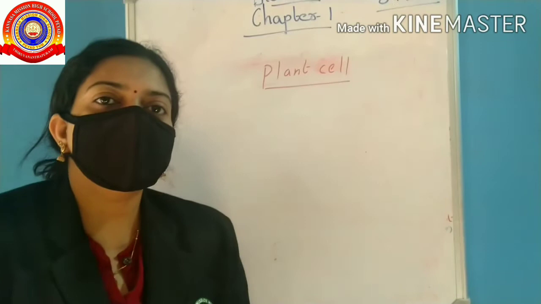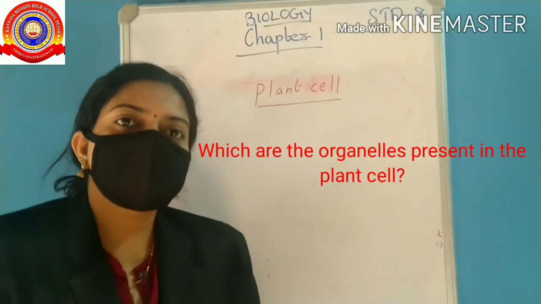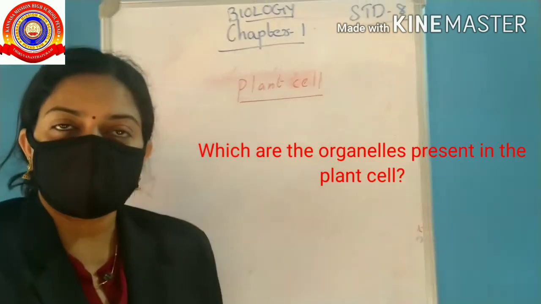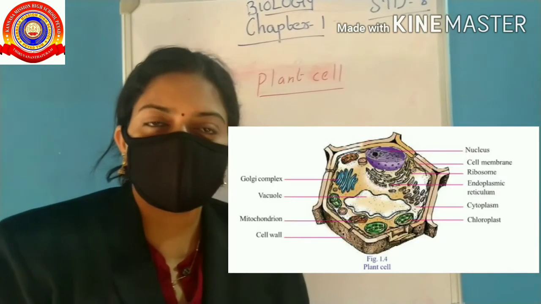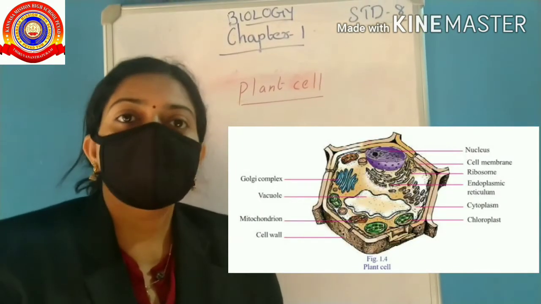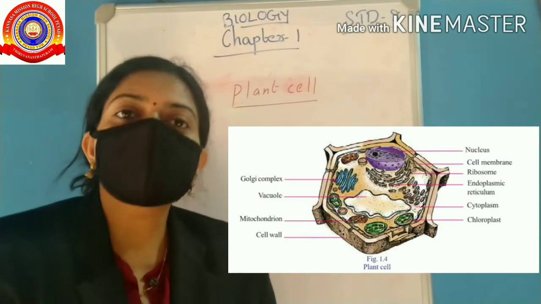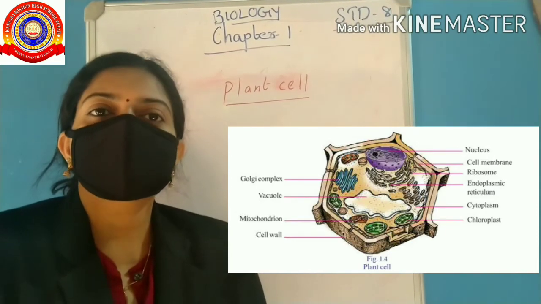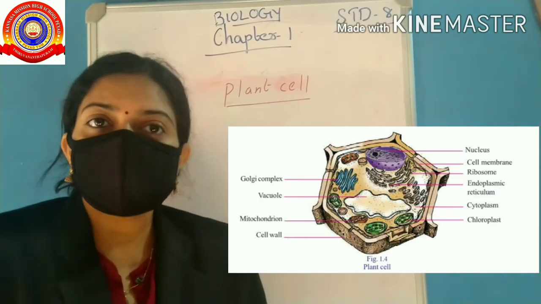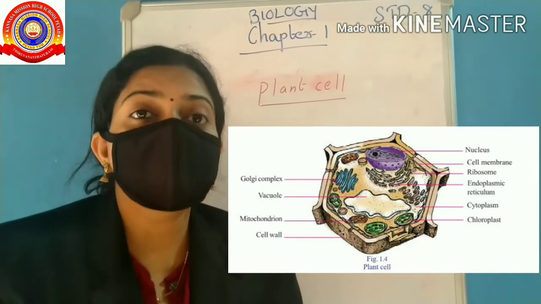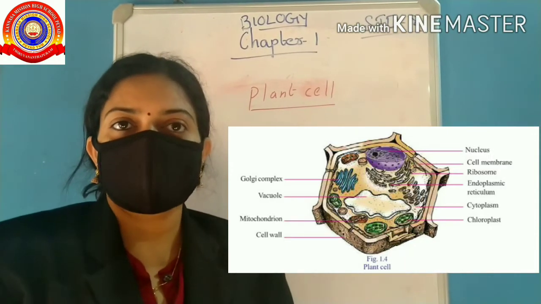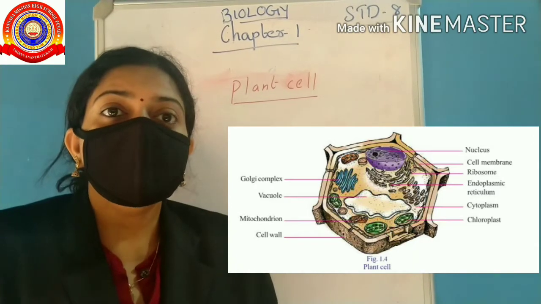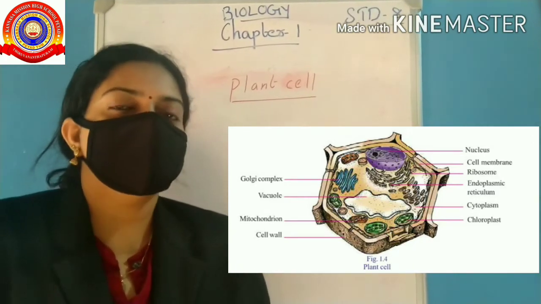Okay, next is about plant cell. Which are the organelles present in the plant cell? Do you know? In plant cell, it consists of nucleus, cell membrane, ribosome, endoplasmic reticulum, cytoplasm, Golgi complex, mitochondrion, vacuole, cell wall and chloroplast. The vacuole, cell wall and the chloroplast are only seen in the plant cell.